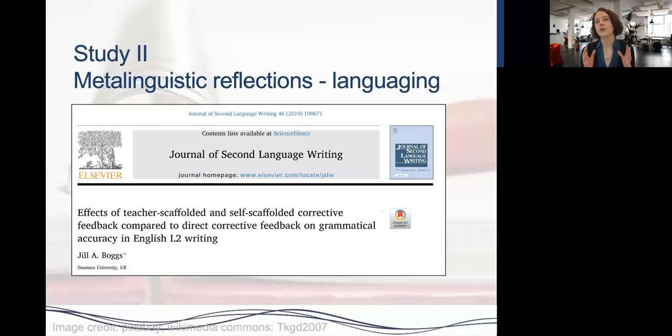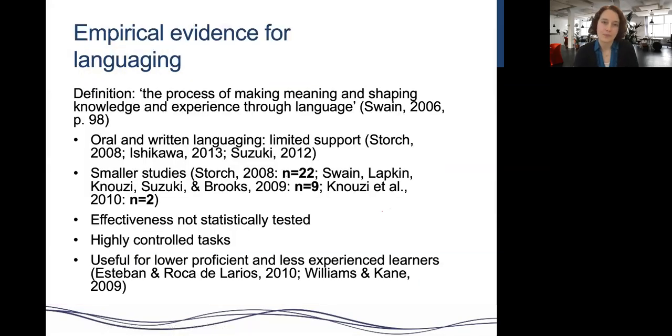Now, for anyone who's new to these terms, languaging is the act of explaining the ideas to yourself. So, for example, a learner might look at a noun where the teacher has added an S, and the explanation of that, they might say, here I mean many of these, and so I need S to make this plural. That's an example of languaging. The product of that languaging is a meta-linguistic reflection. So languaging is the act of explaining, meta-linguistic reflection is the product of the explaining.